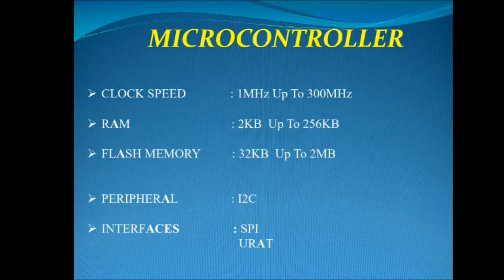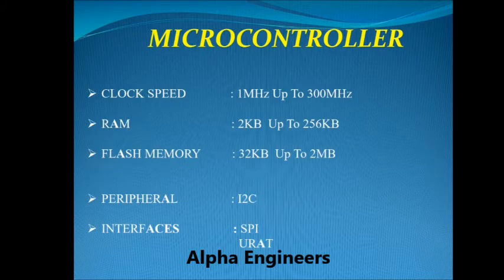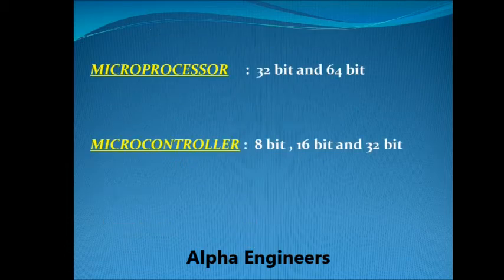Now, next let's see the microcontroller. The clock speed is in the range of megahertz, from 1 megahertz to 300 megahertz. Then see the memory. Microcontrollers are designed for specific tasks, so the amount of memory required by them is quite less. The RAM is in the range of kilobytes, that is 2 kilobytes to 256 kilobytes. Similarly, the flash memory or program memory inside the microcontroller varies from 32 KB to 2 MB, and the common peripherals are I2C, SPI and UART. So basically all these are serial interfaces.